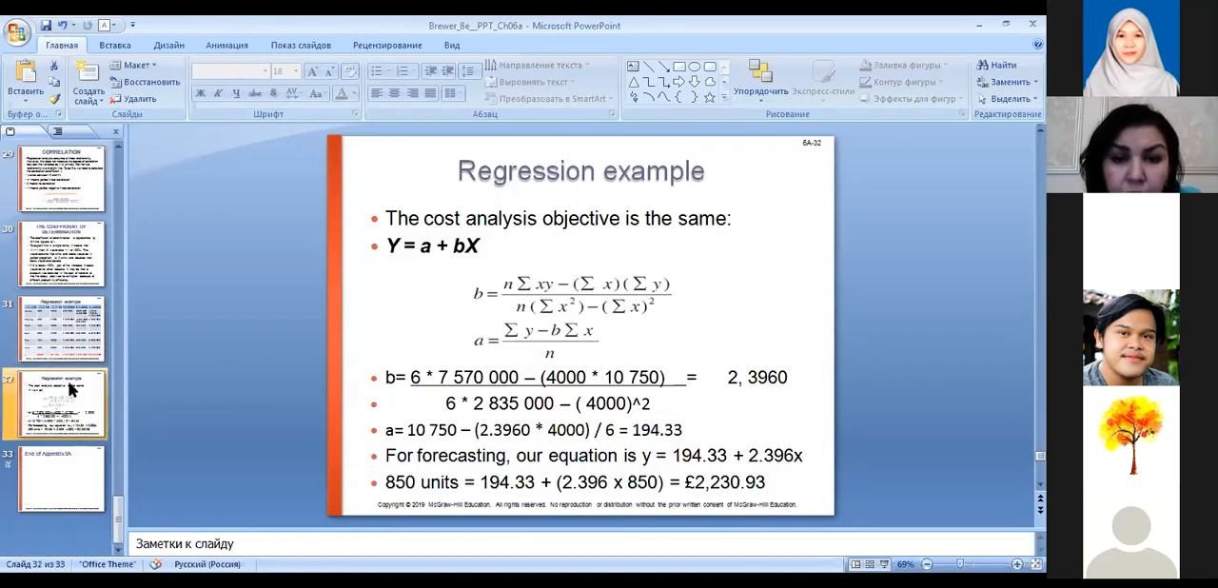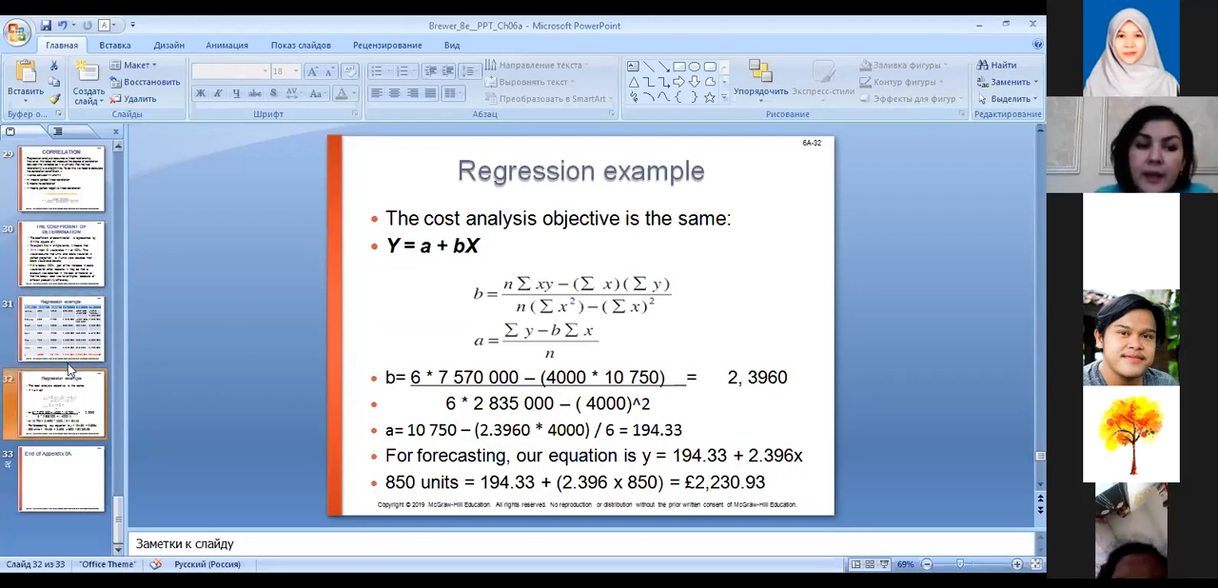Okay, so what we have? To calculate B, we need just to replace, to put the values. Okay, so what is N? First of all, N multiplied by sum of x, y.